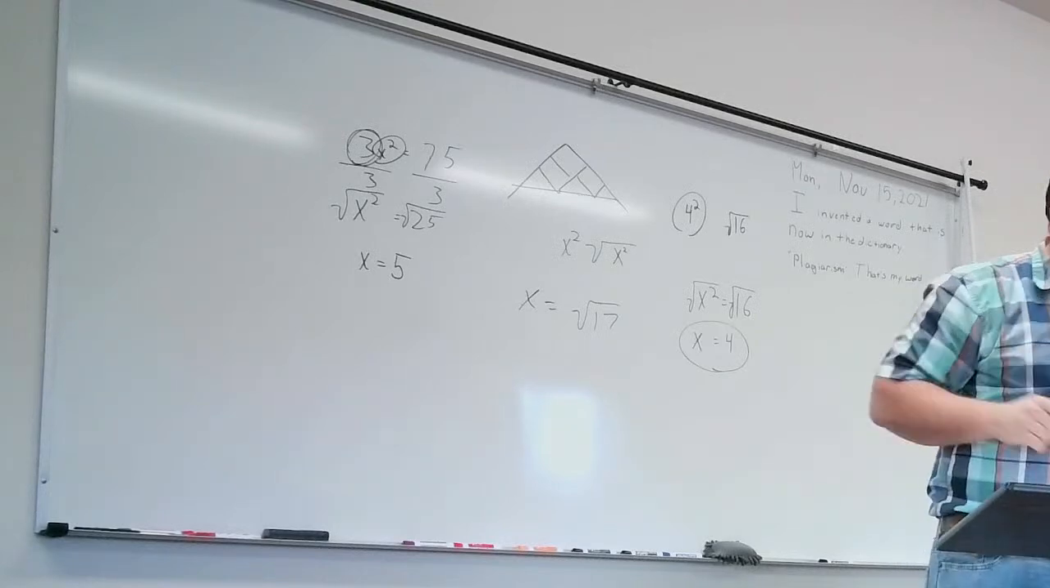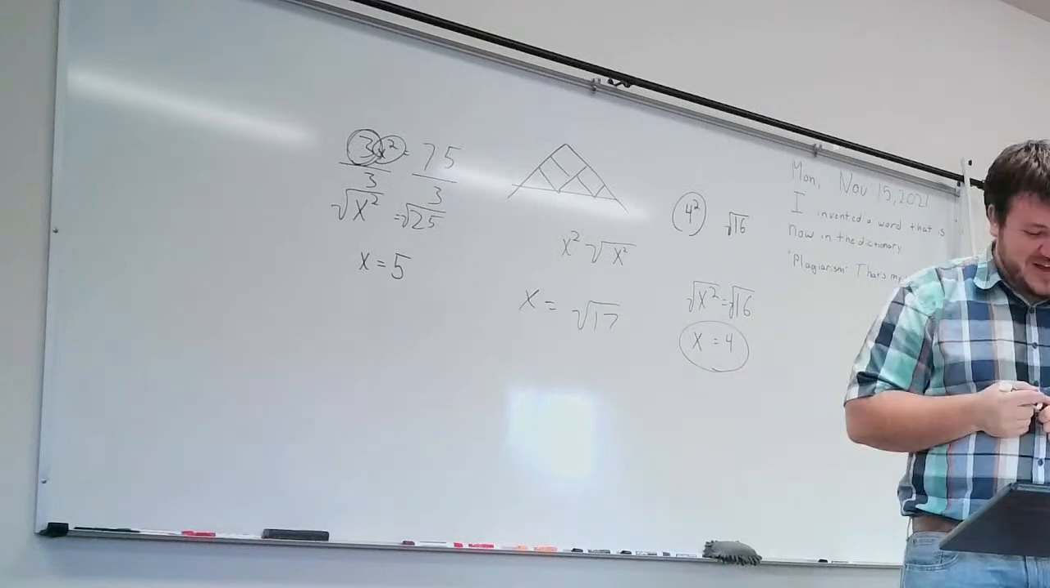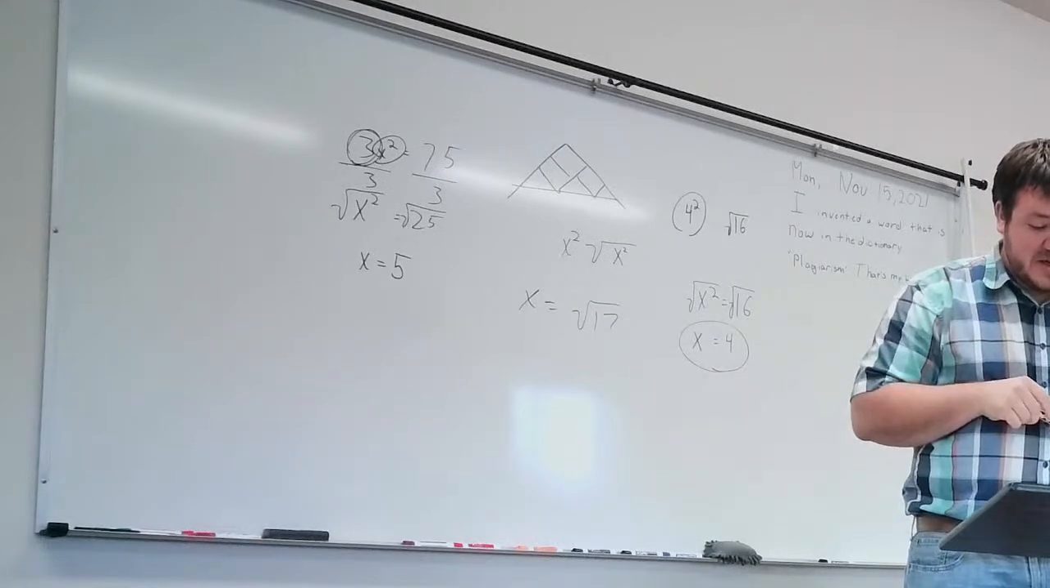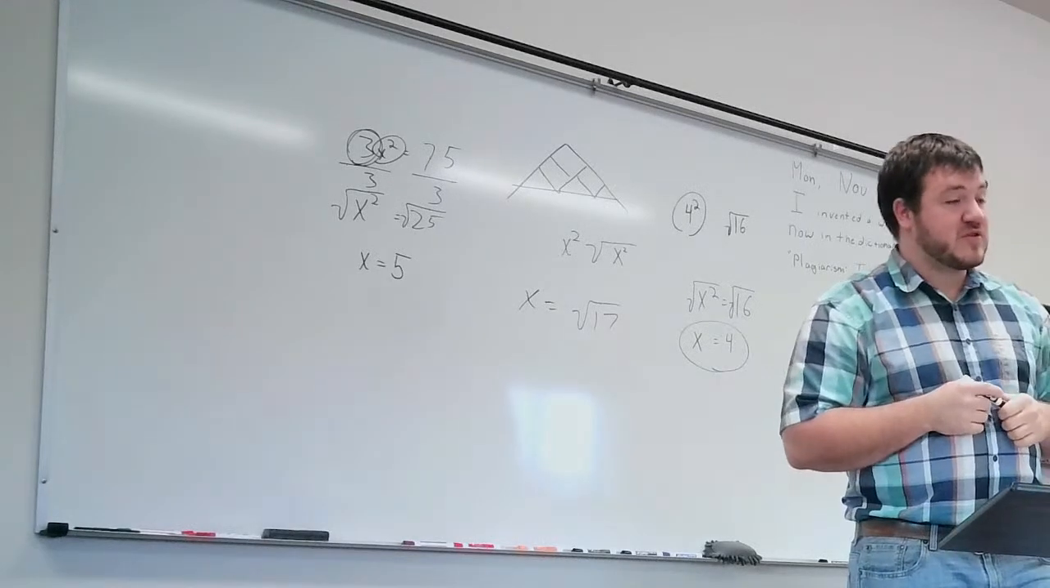Number 2A, your answer is x equals 3. B, your answer is x equals 7, and C, your answer is x equals the square root of 72.